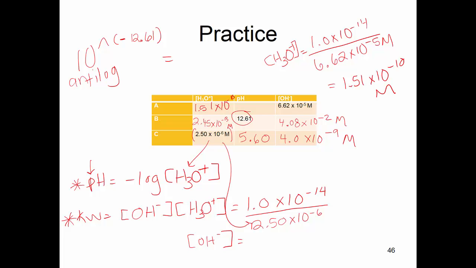To find the pH, we just take the negative log. So we put negative log of 1.51 times 10 to the negative 10, and you should get about 9.82.